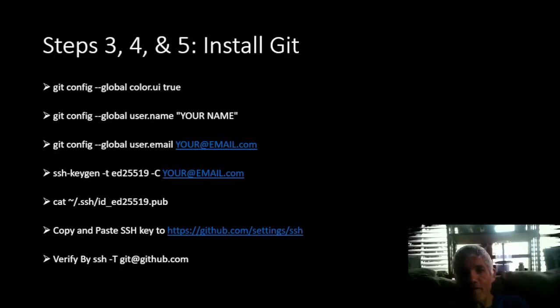The steps involving that include git config --global color.ui true. The next command would be configuring your username for Git, which will be done by running the command git config --global user.name followed by your name. Then the next command would be configuring your email address associated with your github.com account by running git config --global user.email followed by your email address.